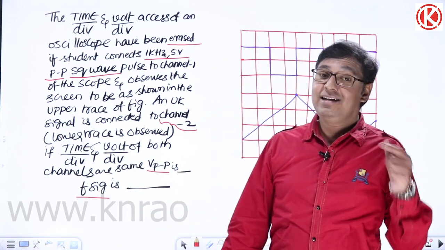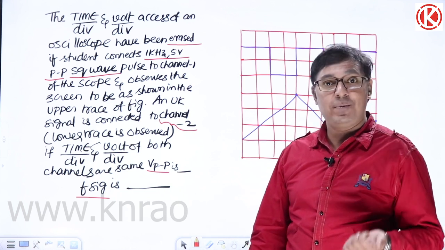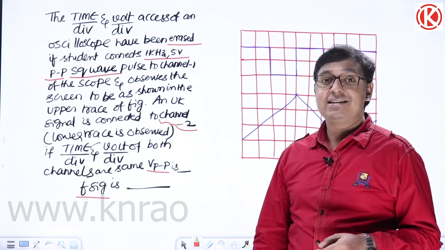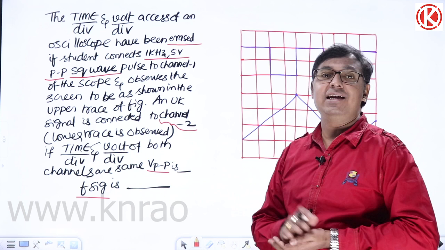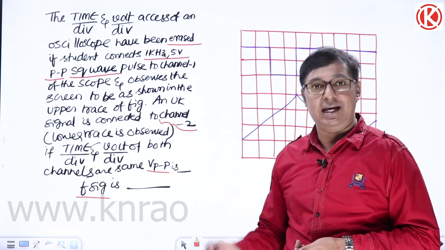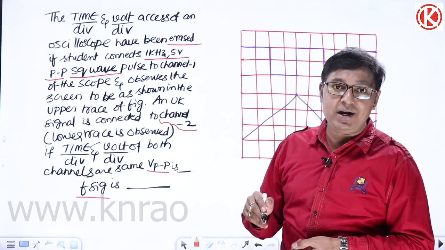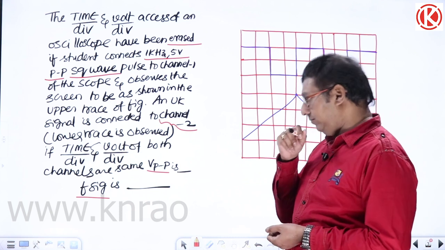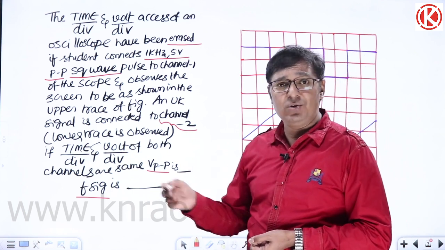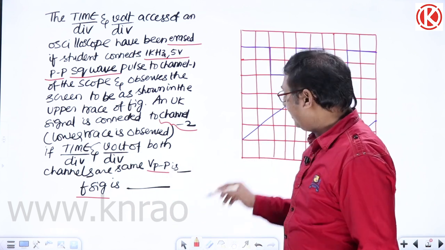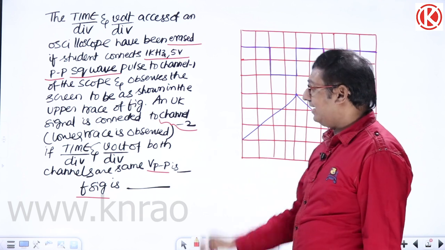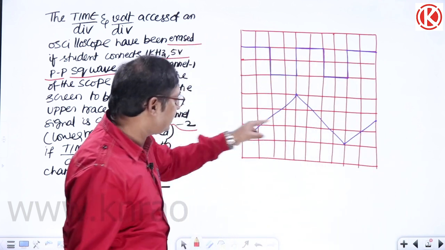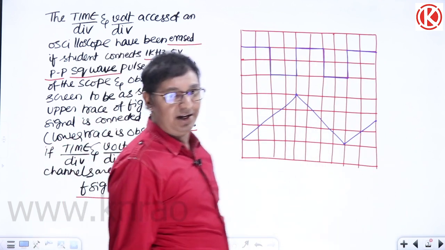Is it done? In the earlier problem we calculated volt per div and time per div. Here, similar data is given to calculate volt per div and time per div. Use that volt per div and time per div setting to calculate V peak to peak and F signal of the second waveform. Is it done? Right. Let us do this, sir.